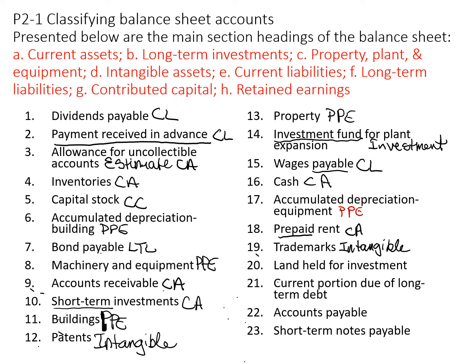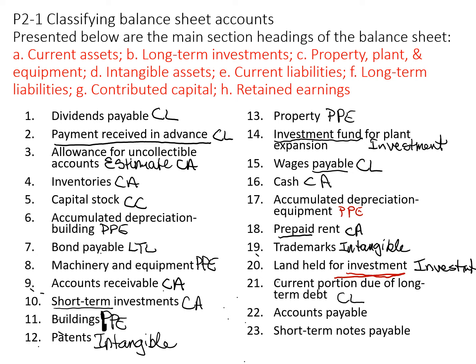Land held for investment. Investment here says I'm not holding this land because it's productive. I'm holding it because I think it's going to go up in value. So it's an investment account, a long-term asset. Current portion due on long-term debt. That's a current liability. That's the amount that is due this year on that long-term liability, mortgage, or note payable.